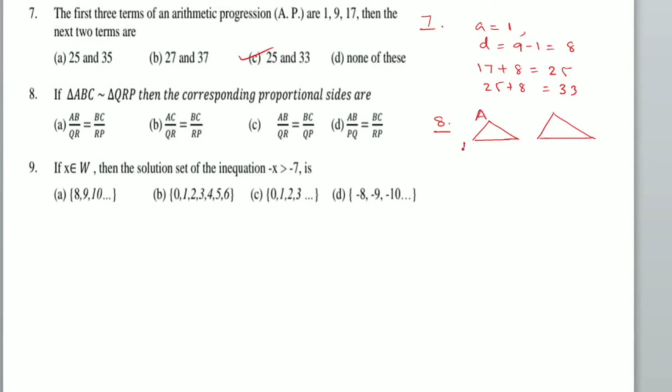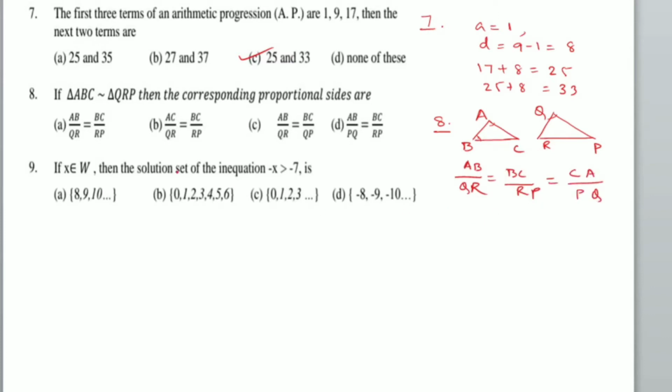A, B, C, Q, R, P. These two triangles are similar, which means angle A is equal to angle Q, angle B is equal to angle R, and angle C is equal to angle P. Now from the similarity condition we get AB divided by QR is equal to BC divided by RP is equal to CA divided by PQ.